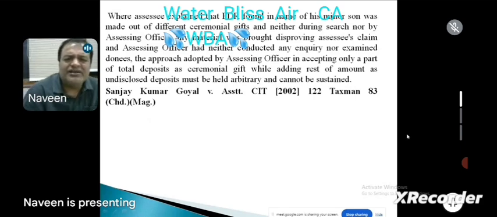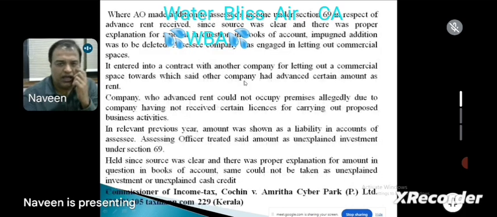Now there was a search here, and the assessee explained that there are certain fixed deposits in the name of his minor son, which were made out of different ceremonial gifts received on various occasions. Neither during the search nor by the Assessing Officer was any such material brought disproving the assessee's claim. And the Assessing Officer had neither conducted any inquiry nor examined the donors. So I am telling the source for this is the ceremonial gifts. The approach adopted by the AO in accepting only a part of the total deposit as ceremonial gift while adding the rest of the amount as unexplained deposit must be held to be arbitrary and cannot be sustained. Very important decision in favor of the assessee.